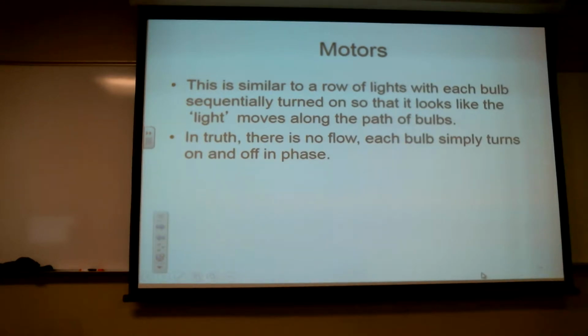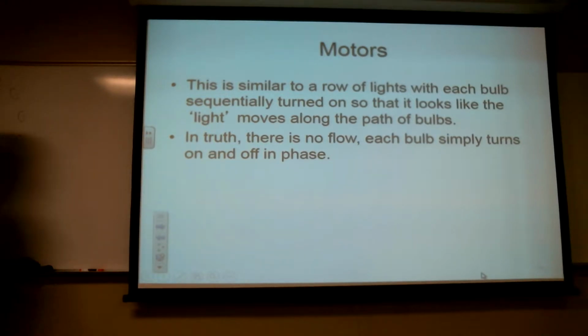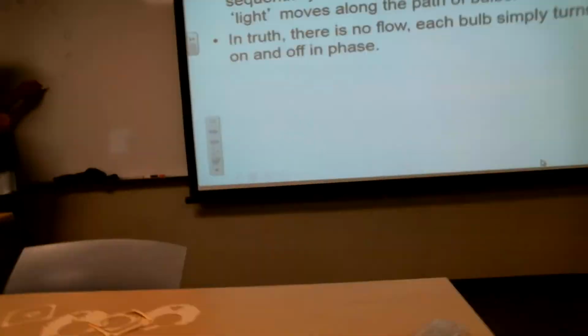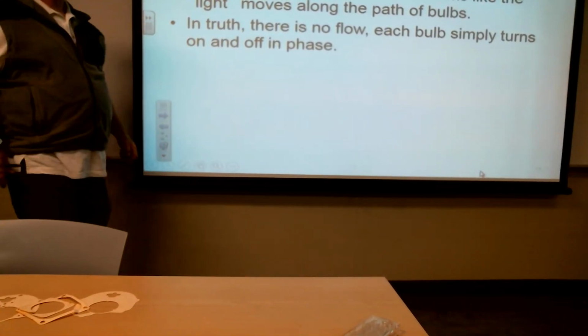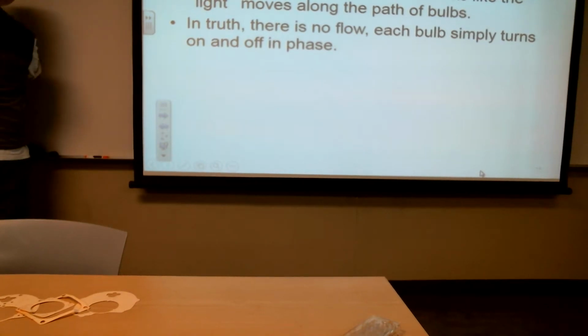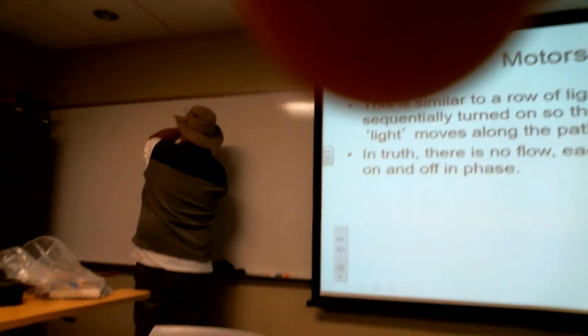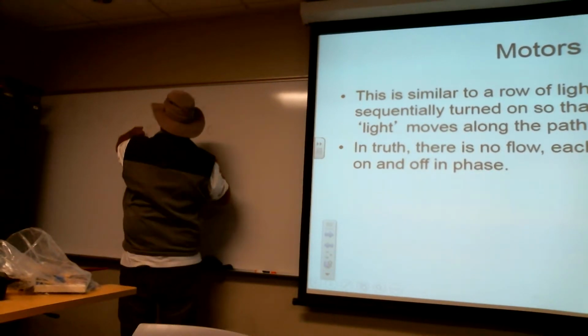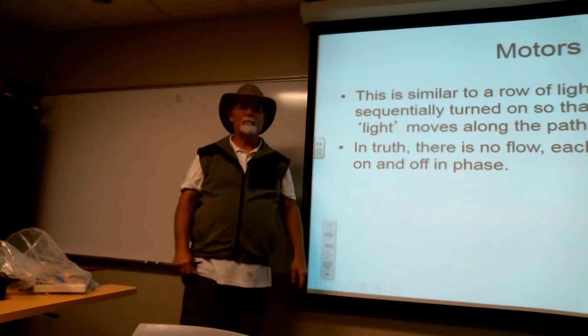Okay, so another way of drawing this is if you took a row of light bulbs like this, and I turned that one on, left the rest off, or let's do 2 to represent north and south. So I turned those 2 on, left the rest off. Then I turn these 2 off and go to the next one. And then these off and go to the next one. And if I do that fast enough, it's going to look like these 2 lights are rotating around, aren't they?